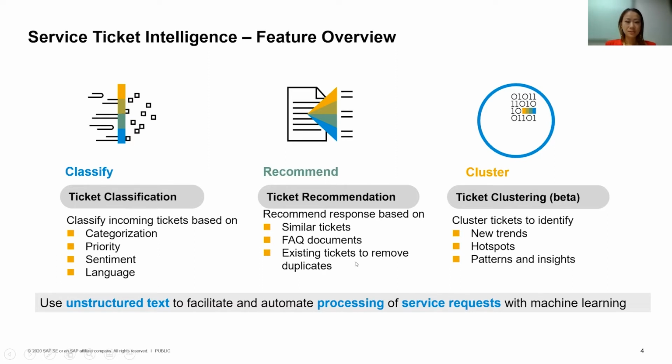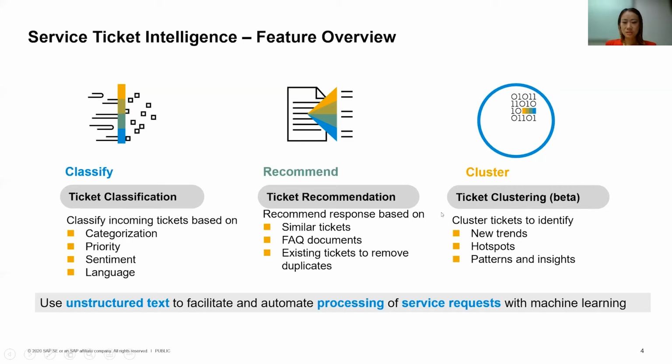The second feature is ticket recommendation. This helps to recommend responses to a ticket based on the similarity of the content to similar tickets that have been closed and stored in the ticketing applications in the past, or it can be used to match the FAQ documents, to recommend the FAQ documents that help to solve the tickets. It can also be used to identify if there are any existing tickets already created in the system, to avoid duplicate tickets being created.